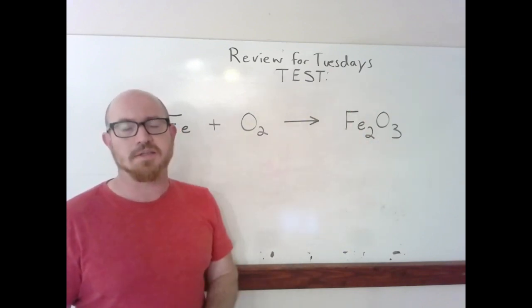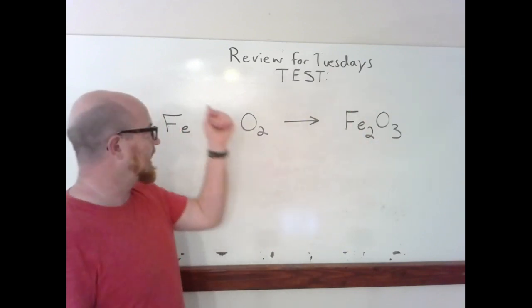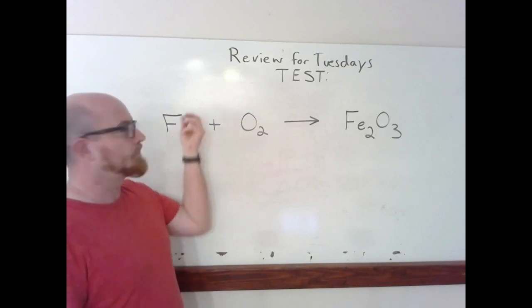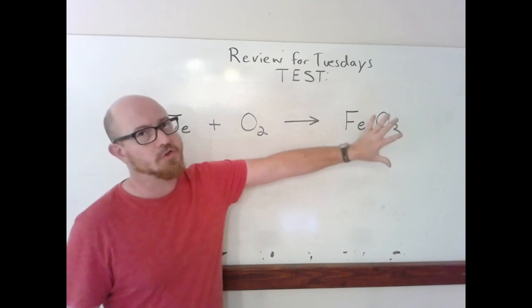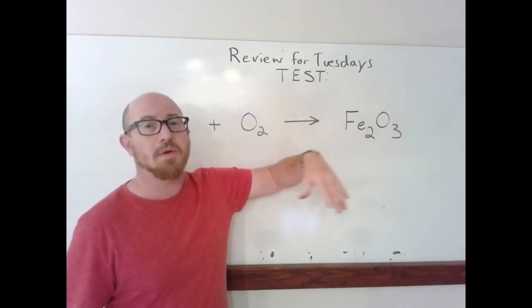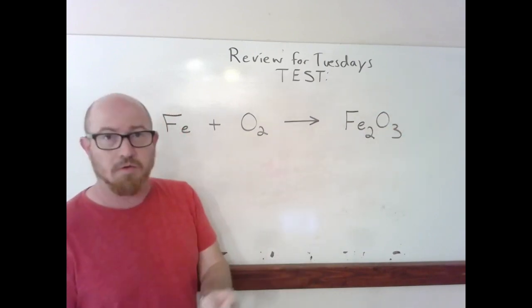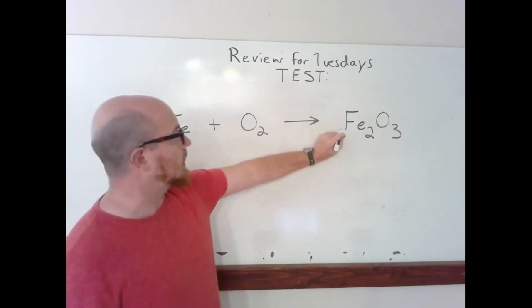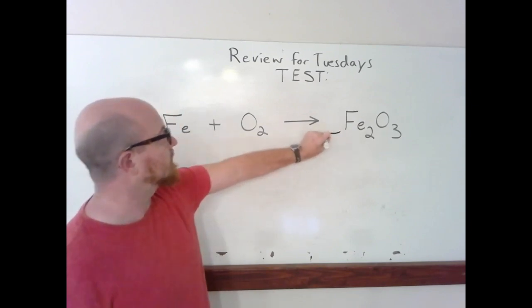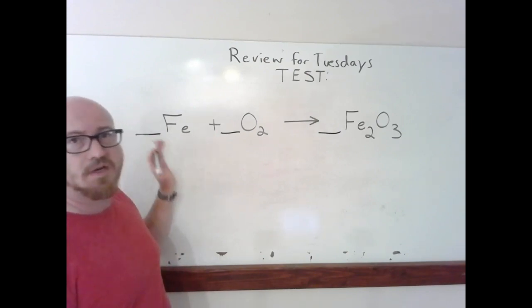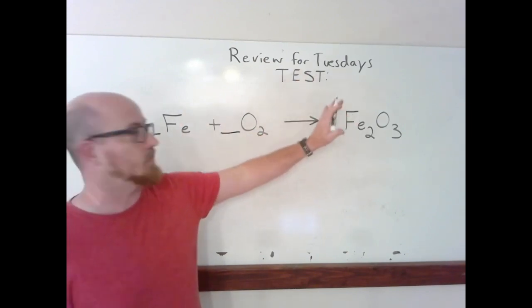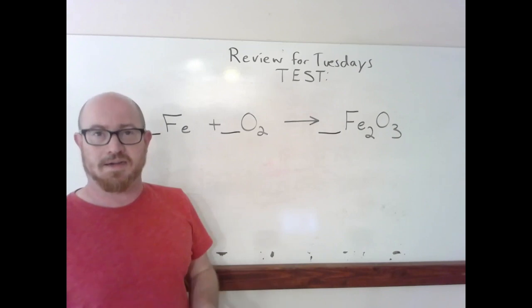So when we balance a chemical equation, we're saying how much of this reactant plus how much of this reactant will make how much of this product. So what we do to balance it, as you know, is place coefficients in front of that. Now, these lines represent the numbers of those elements or compounds that we're going to add together.